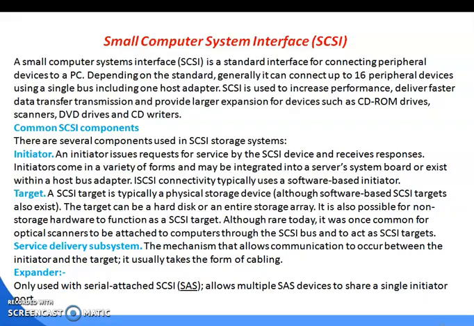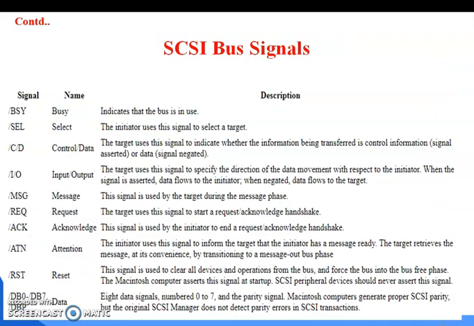And expander. And these are the SCSI bus signals: BSY signal, select, control and data, input and output. BSY indicates that the bus is in use. Select, the initiator uses this signal to select a target. Control and data, the target uses this signal to indicate whether the information being transferred is control information. Input and output, the target uses this signal to specify the direction of the data movement with respect to the initiator.